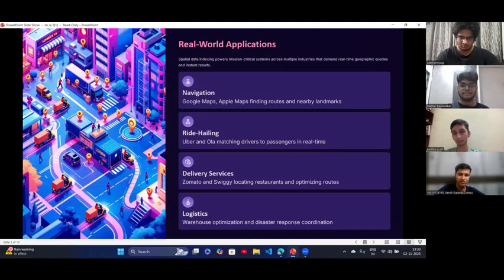Okay, so this slide shows the real-world applications that we use. This technology isn't just theoretical. It powers mission-critical systems we use every day. In navigation like Google Maps, it finds routes and nearby landmarks. In ride-hailing like Uber and Ola, it's what matches you with the closest driver in real time. And in delivery services like Swiggy, it finds a nearby restaurant and helps optimize the delivery route. All these industries demand instant geographic results. And that's what our project explores.